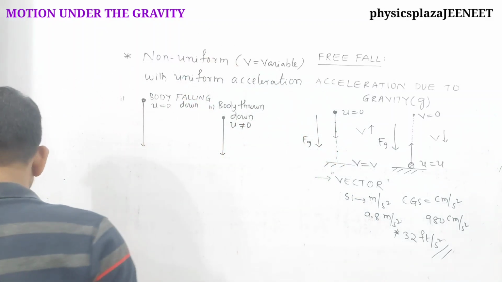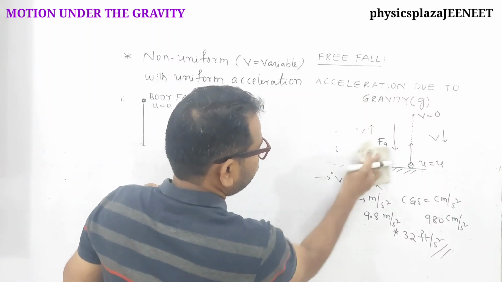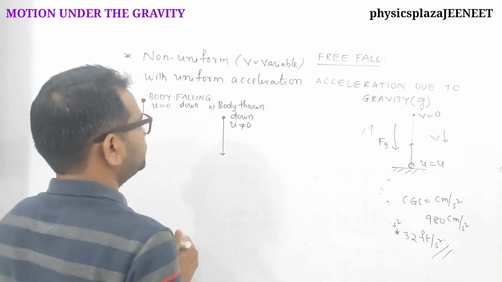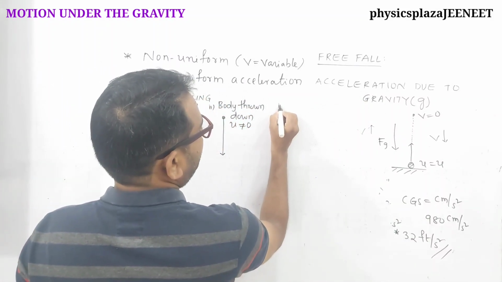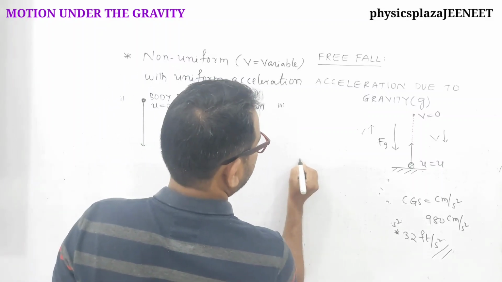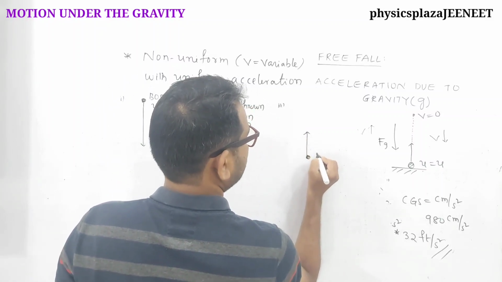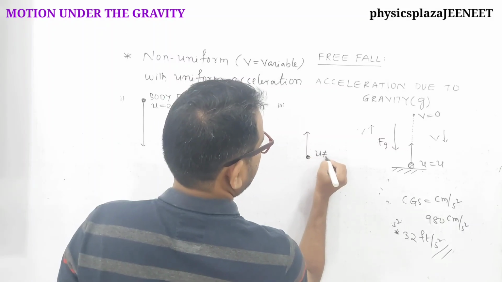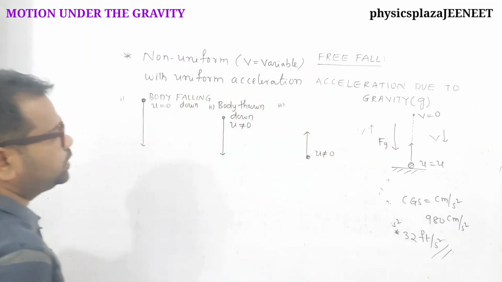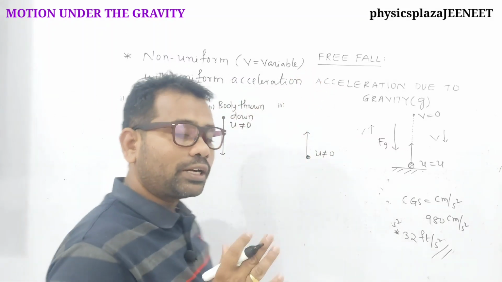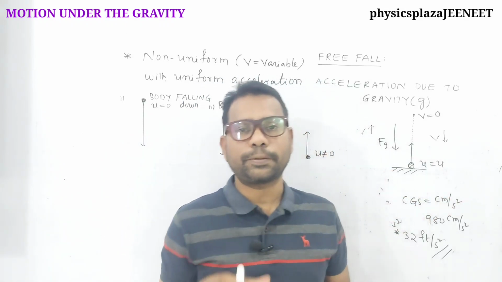Let me take a third case. Let me tell you the third case. Look at here. What is the third case? Body thrown vertically upwards. Means some velocity must be given. It should have some velocity, but in the vertically upward direction. So these three cases come under motion under gravity only.